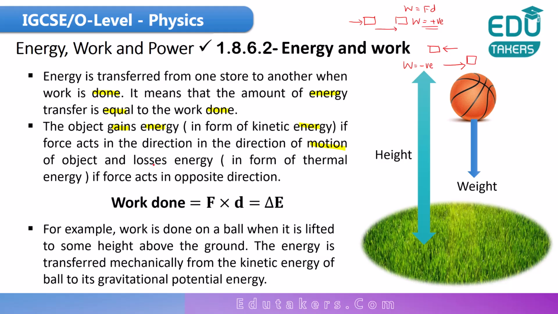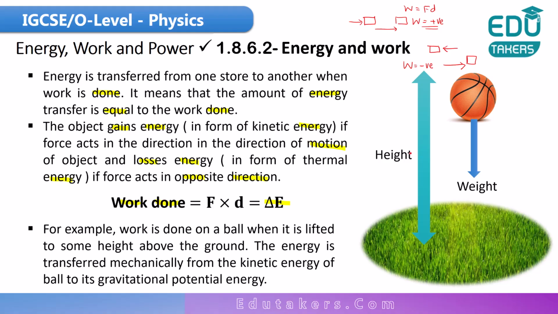But there is a loss of energy when the force is applied in the opposite direction to the distance covered by the body. So there is a loss of energy in the form of thermal energy, meaning heat energy, if the force acts in the opposite direction to the distance moved. So work done is equal to the change in energy of the object. As you know, work is the product of F and D, the force and distance. So the equation is: work done equals the change in kinetic energy of the object, which also equals F multiplied by D.